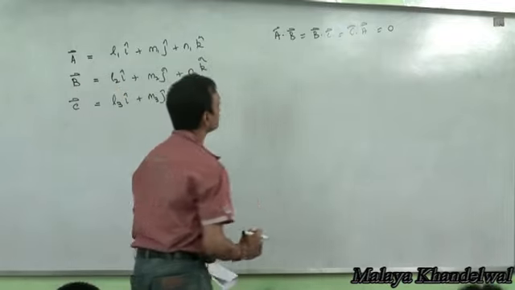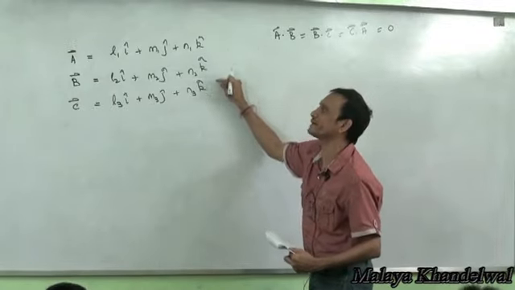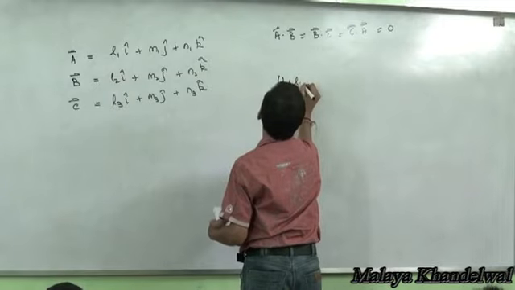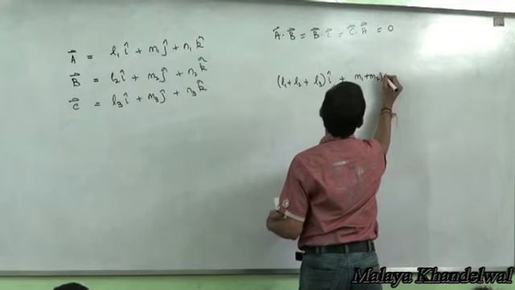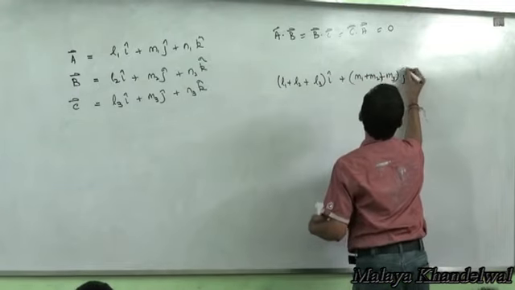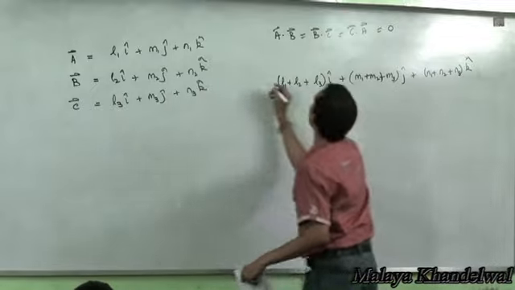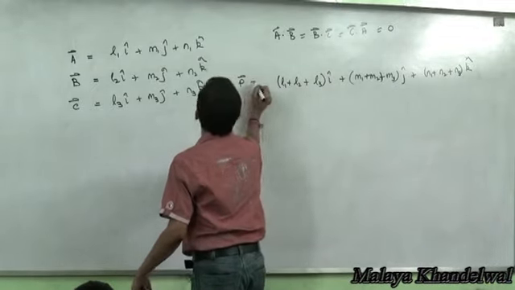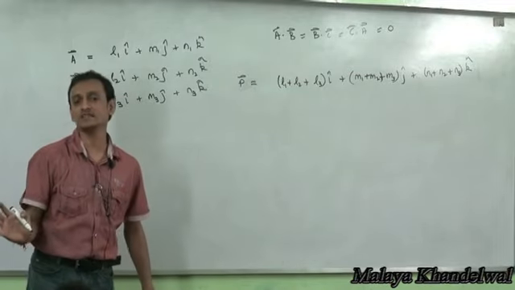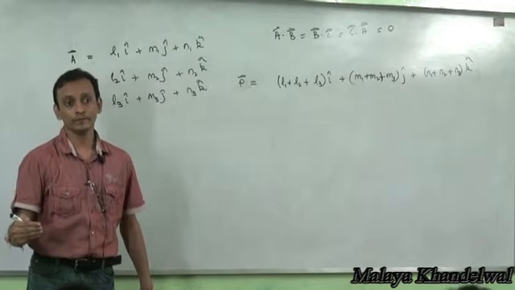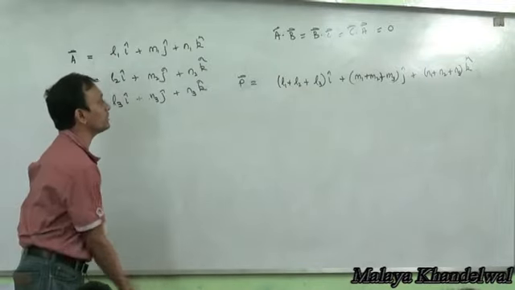Now, one thing for sure, any vector which is equally inclined to A, B and C would be like (L1 plus L2 plus L3) I cap plus (M1 plus M2 plus M3) J cap plus (N1 plus N2 plus N3) K cap. This will certainly be a vector equally inclined to A, B and C. This is the resultant of A, B and C, isn't it? A plus B plus C. And since A, B, C are of the same magnitude, these are all unit vectors. So P would be equally inclined to A, B and C.